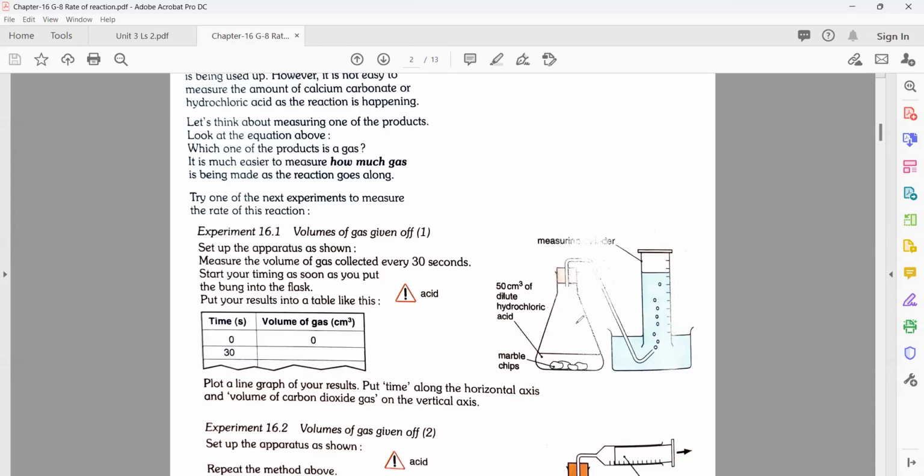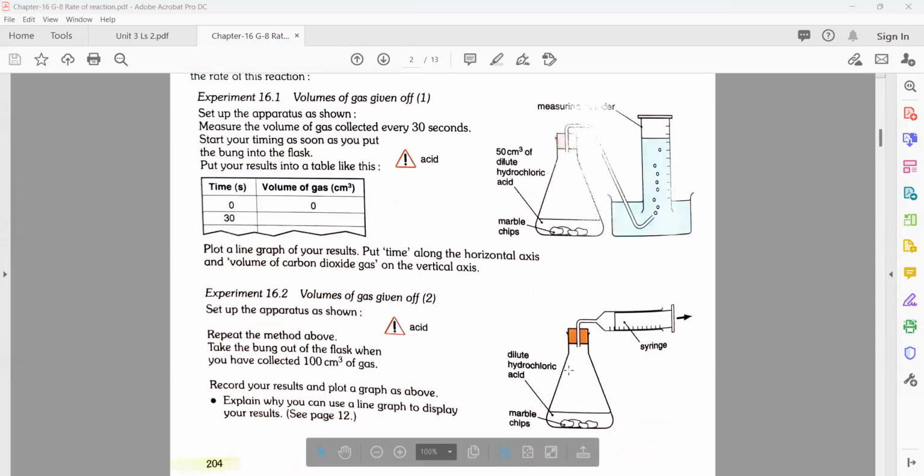And in the second condition you can measure with the help of the syringe. Okay, whatever amount of gas is going to gather in this syringe, the plunger will move back, and here you can easily measure the amount of gas.